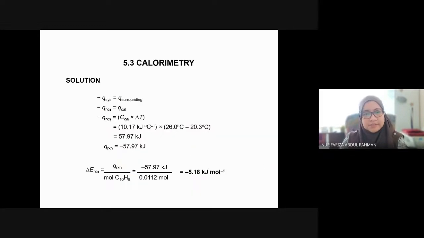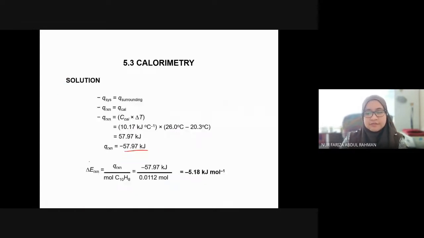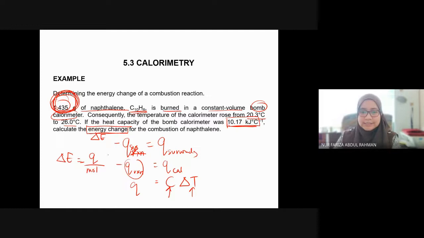Okay, another example. You tolak kan dapat. Lupa, soalan tanya apa? Energy change, guys. This is delta E. What you are calculating just now is Q. You baru cari Q. Soalan tanya energy change, the delta E. So you kena make sure that the Q need to be divided by the mole of the substance given, divided by the mole of naphthalene. That means kita dapat the information for 1 mole, how much heat will be released. Don't forget the negative, okay? Don't forget the negative.